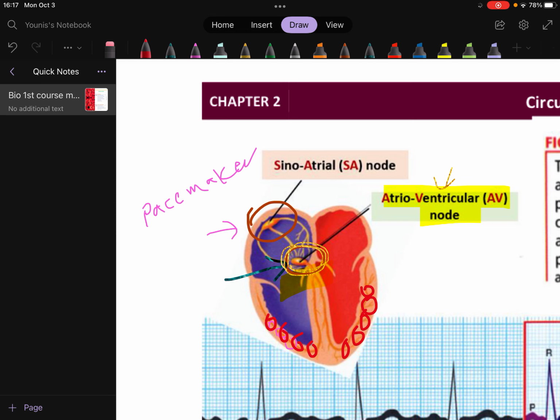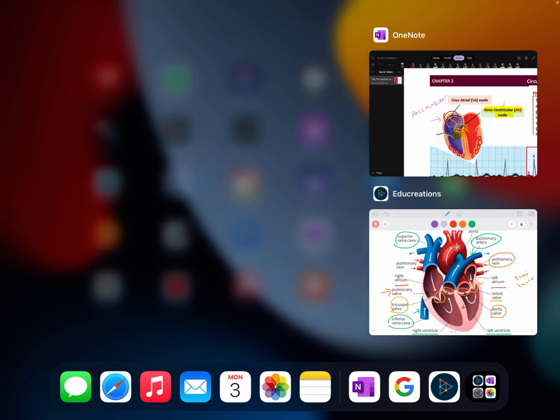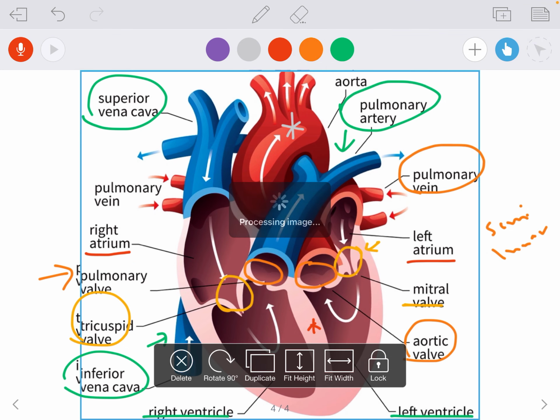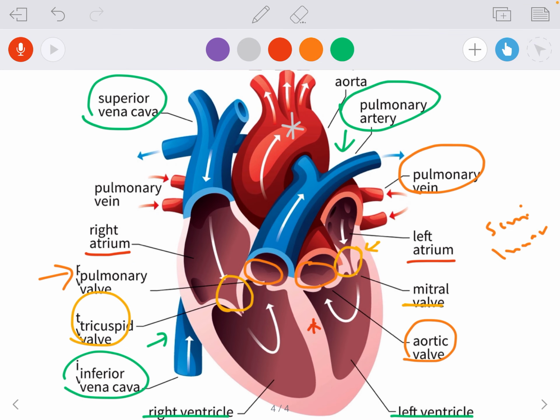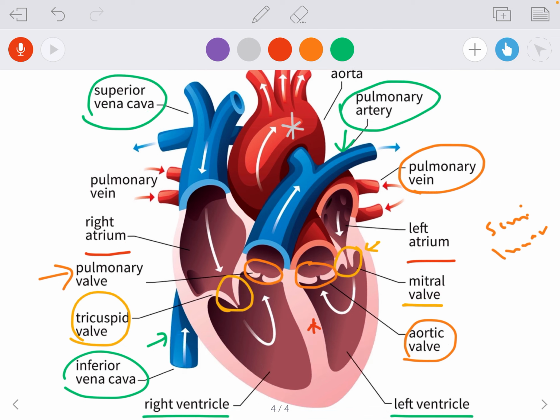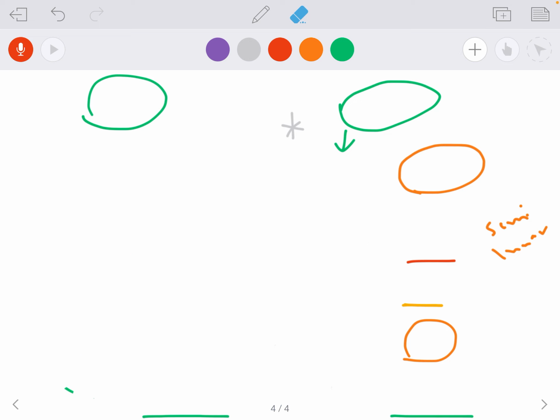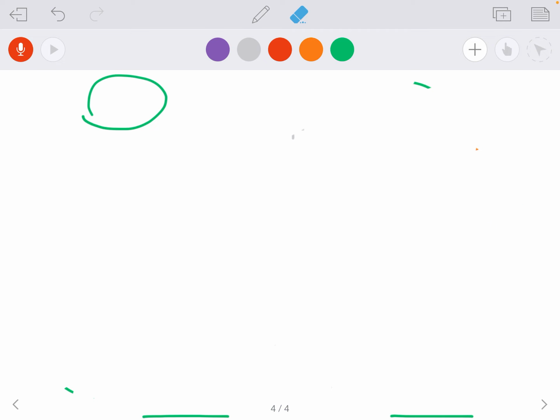So these are the two nodes that are involved in the initiation of an electrical signal that can produce a heartbeat. So now let me use another figure. Okay, I hope everything is clear so far.